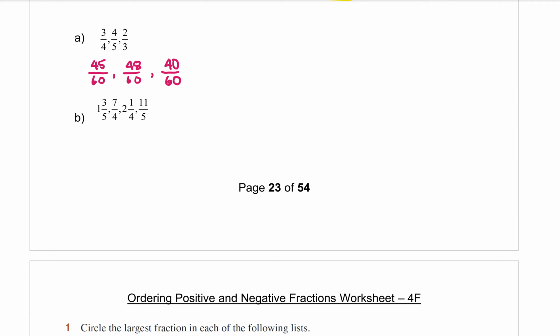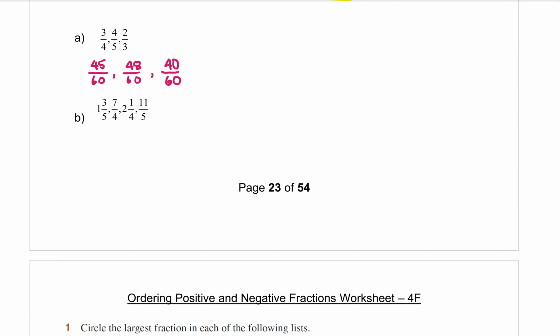So now that they all have the same denominator, it is easy to see which one is the smallest, because we just look at the numerators. The smallest numerator is the 40 over 60. Then the next one would be the 45 over 60, and the largest one would be the 48 over 60.